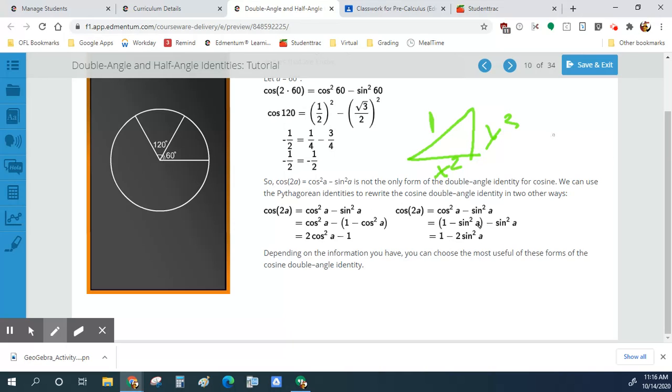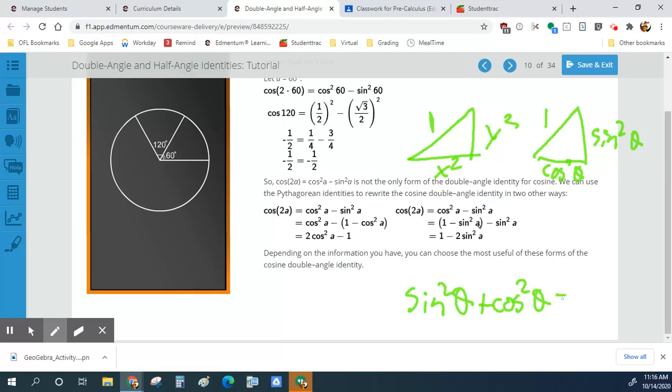Another way of saying this with the same thing would be cosine squared theta plus sine squared theta, because we know that sine and y are basically the same thing, is equal to 1. Well, another thing we can do, instead of going sine squared theta plus cosine squared theta is equal to 1, is we can also say that sine squared is the same thing as saying 1 minus cosine squared. So that's where they're getting this formula from. And then they distribute it.